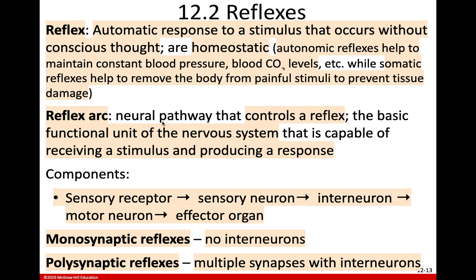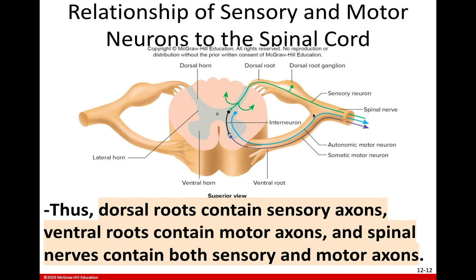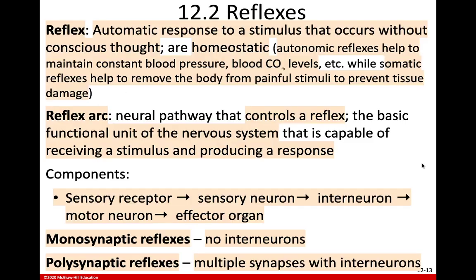So I mentioned this a second ago. A reflex arc is a neural pathway that controls a reflex, and it is the basic functional unit of the nervous system. It is capable of receiving a stimulus and responding to that stimulus. And so again, just as we saw in this picture, we're going to have a sensory receptor out here that's going to collect the information, the stimulus. It's going to send that stimulus along a sensory neuron to an interneuron, then to a motor neuron, to an effector organ, whether that be cardiac muscle, smooth muscle, skeletal muscle, or glands. So again, those are the components of a reflex arc.